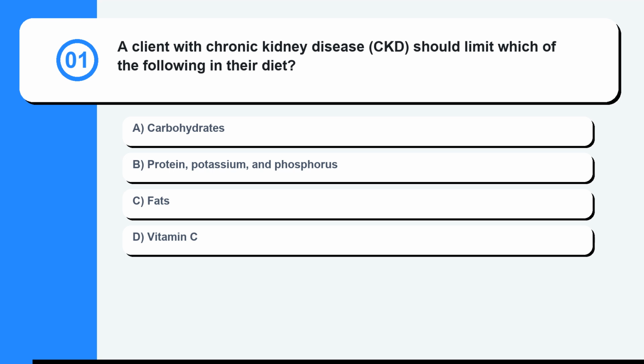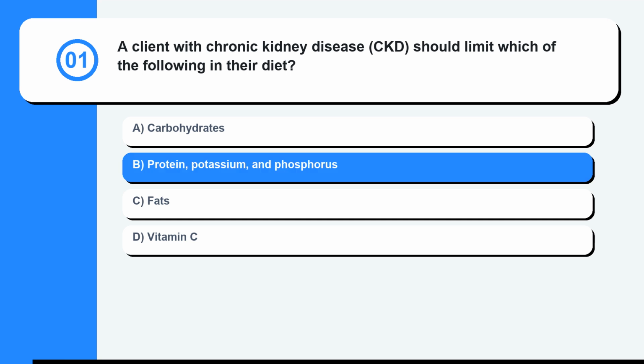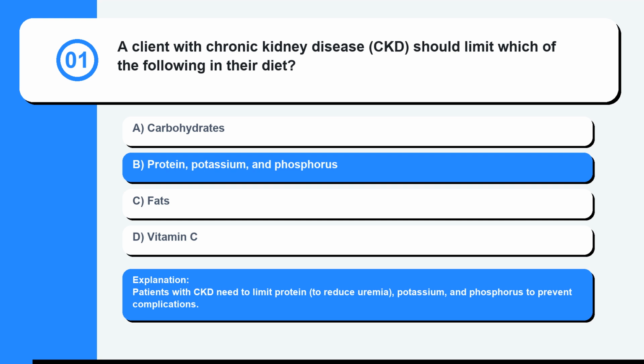Question 1. A client with chronic kidney disease, CKD, should limit which of the following in their diet? A. Carbohydrates. B. Protein, potassium, and phosphorus. C. Fats. Or D. Vitamin C. The correct answer is B. Protein, potassium, and phosphorus. Patients with CKD need to limit protein to reduce uremia, and potassium and phosphorus to prevent complications.